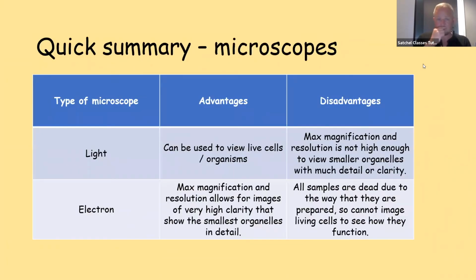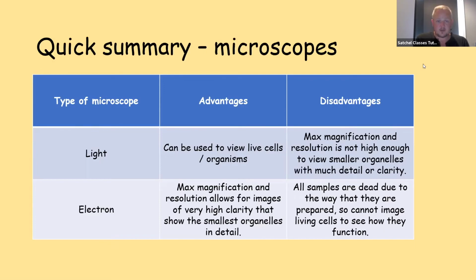So a quick summary of these things. A light microscope, its main advantage is that it can be used to view live cells or organisms, but its disadvantages are that its max magnification and resolution are not high enough to view the smaller organelles with much detail or clarity.